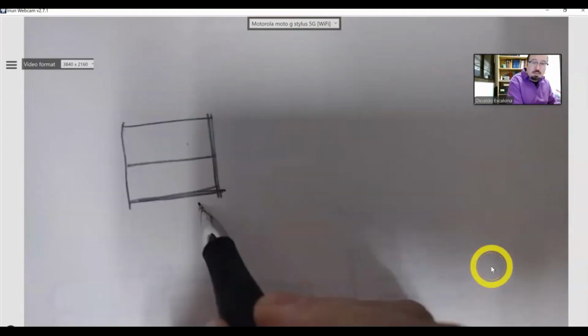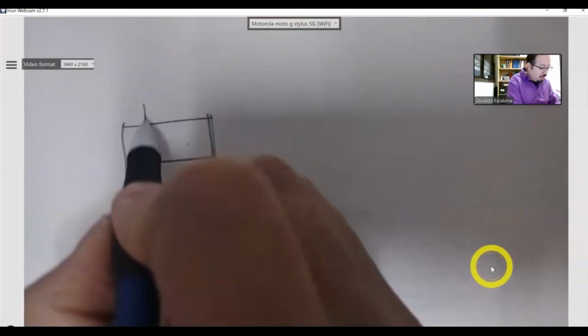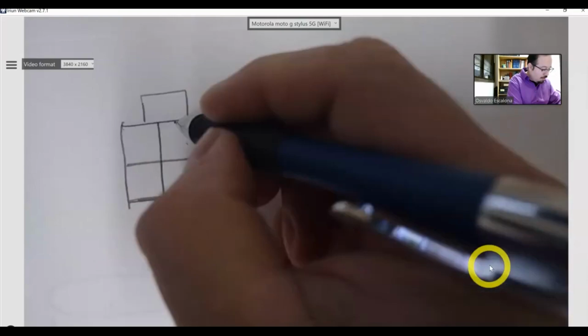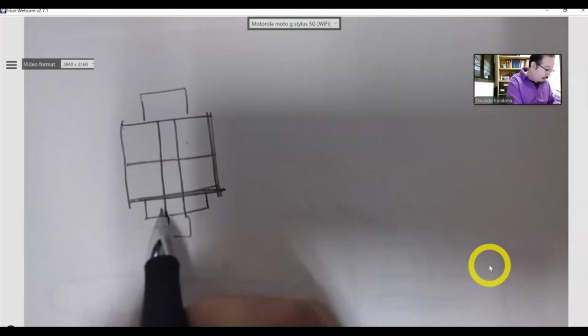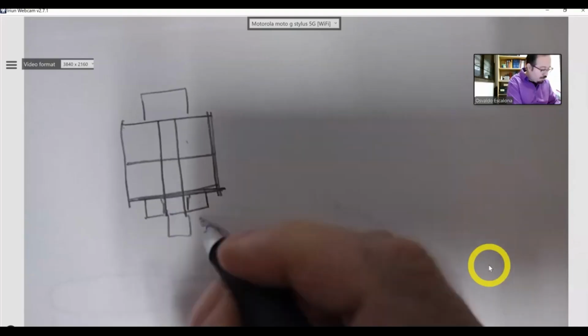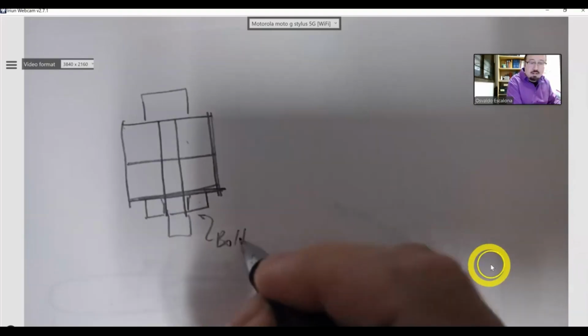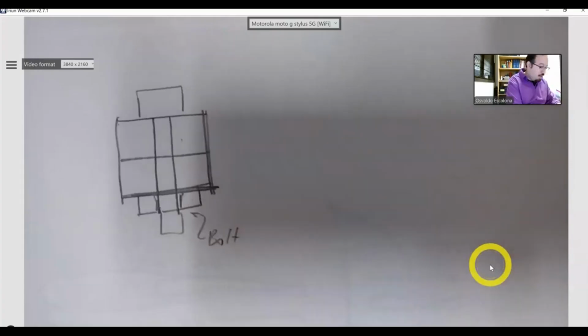When you bolt something, you have two pieces that you've got to put together. And if you put the bolt and go all the way through, you have bolted something. Right? You have a bolt and a nut.